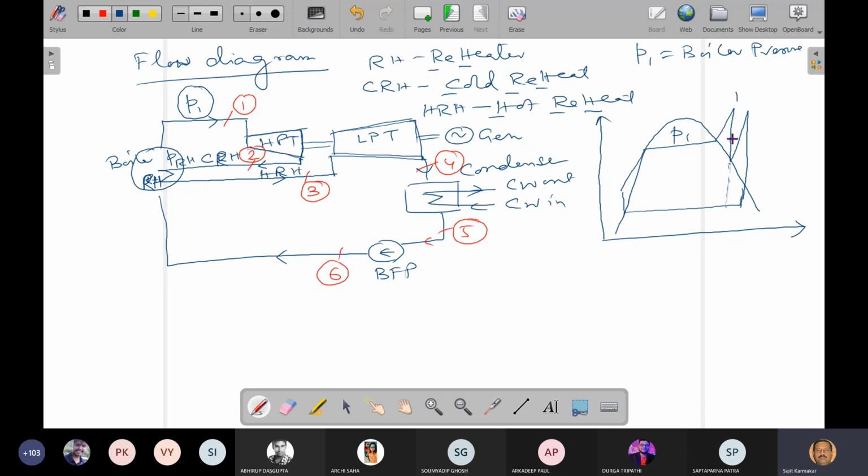So it is 1, it is 2, it is 3, this is 4. Otherwise it will be 2 dash. If it is only one stage with no reheating, it will come here directly. Then this is 4, 5 and 6. And this is the pressure where the reheating is done. That is called PRH. So PRH is the reheat pressure.